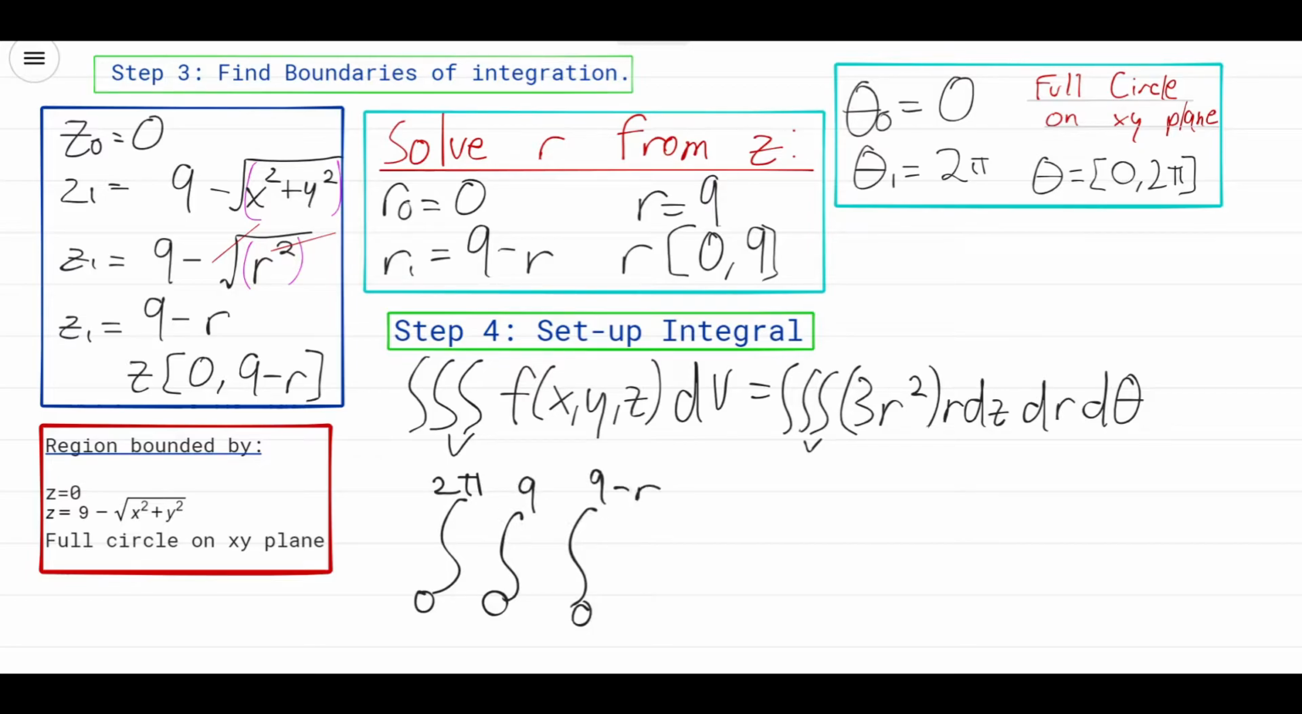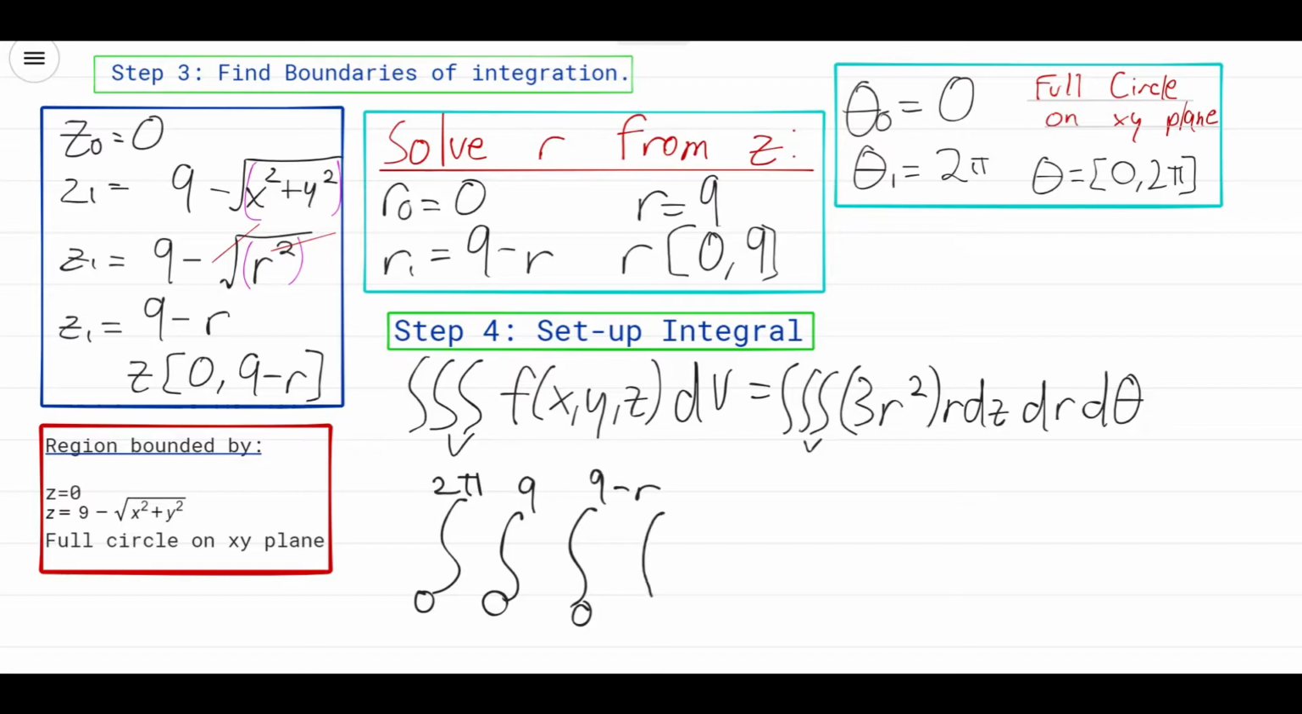And then our inner bound is 0 to 9 minus r. Why? Because 9 minus r has the r variable, so we definitely don't want that on the outside. We want that on the inside. So our z limits are on the inside because they have the most amount of variables. More variables, we want to have those towards the inside.